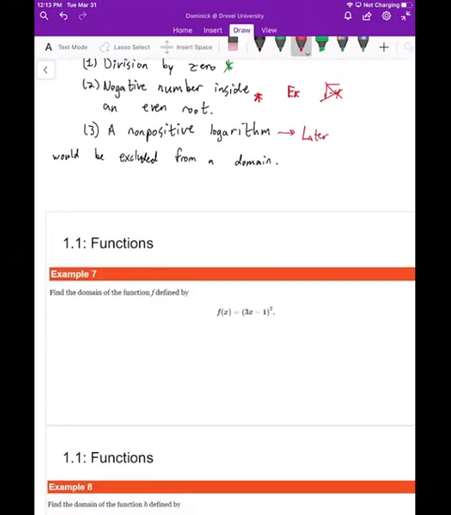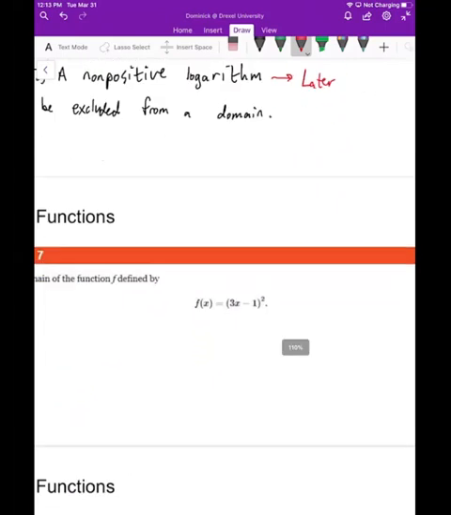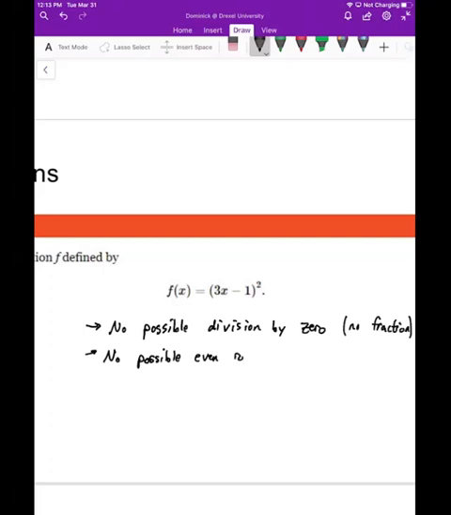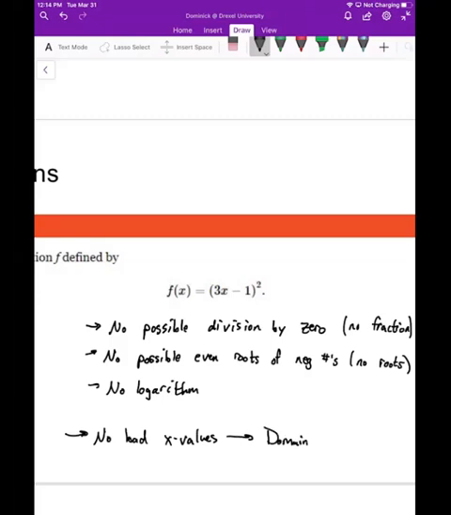Okay, so a couple examples of this. For example, we want to find the domain of the function f of x is equal to 3x minus 1 all squared, right? Now this has an easy solution. There's no possible division by 0 because there's no fraction here. There's no possible even roots of negative numbers, because there's no roots at all. And there's no logarithm. Right, so that means that there's no bad x values. So then your domain is all real numbers.